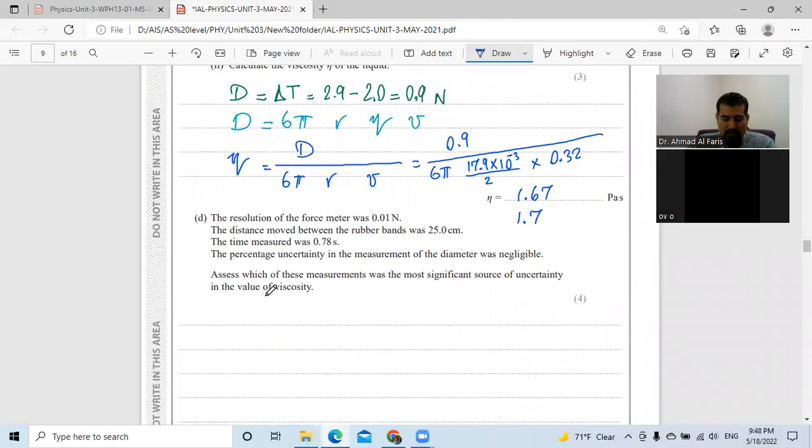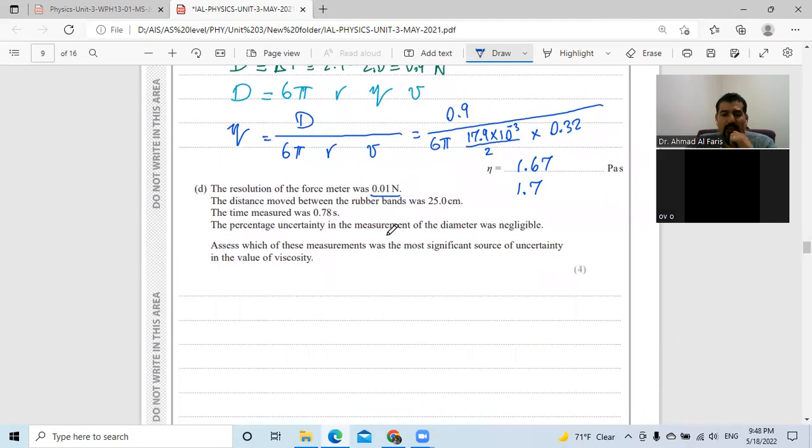Part D, what do they ask here? They say that the resolution of the force meter is 0.01 Newton. The distance moved between the rubber bands was 25 centimeter. The time measured was 0.78 seconds. The percentage uncertainty of measuring the diameter is negligible. It's very small. I remember it was 0.027 or 37%, which is negligible, yes. Assess which of these measurements was the most significant source of uncertainty in the value of the viscosity.